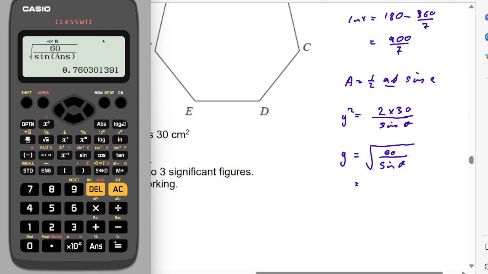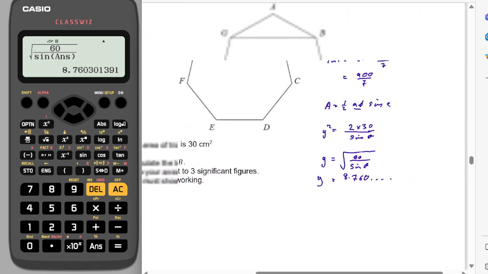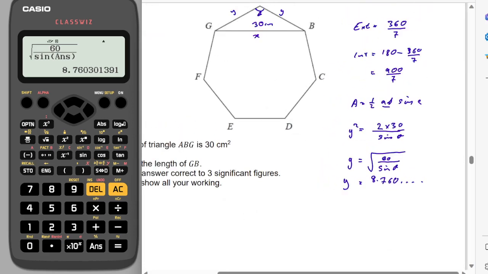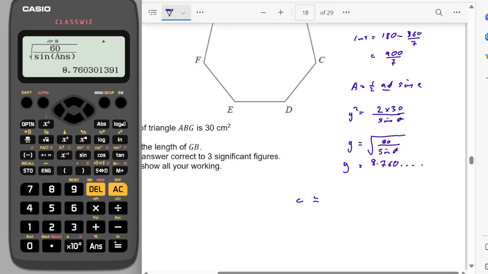So we make that side 8.760, but I'm going to call it y. Dot, dot, dot, dot. Right. Now, I actually want to work out the length of that line. So x squared is going to be equal to, let's write the actual formula down. So a squared is equal to b squared plus c squared minus 2bc cos a.